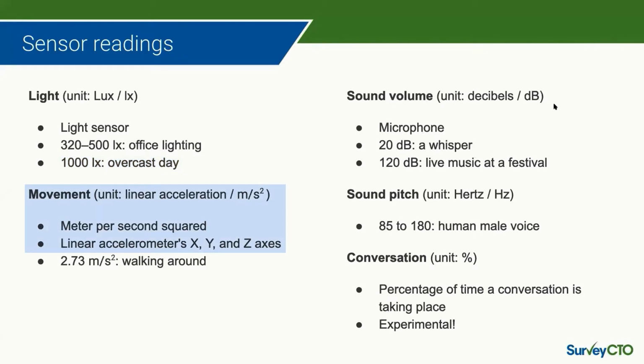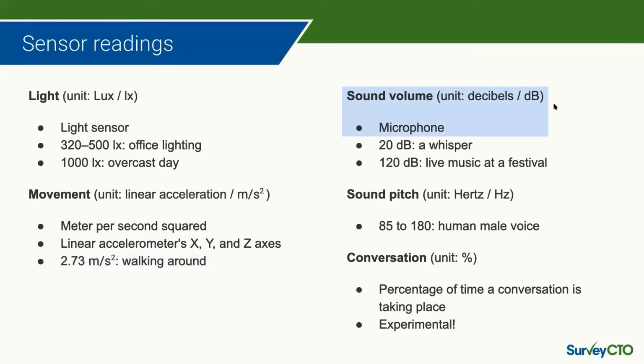Movement is measured by the linear accelerometer, and linear acceleration is in meters per second squared. So again, this is an aggregation of measurements along an X, Y, and Z axis. And in our testing, approximately movement looked something like 2.73 meters per second squared.